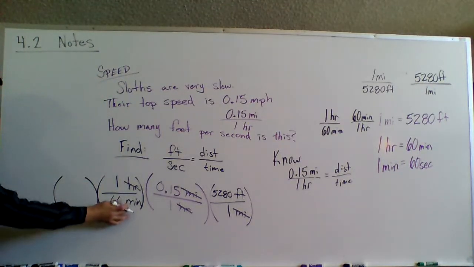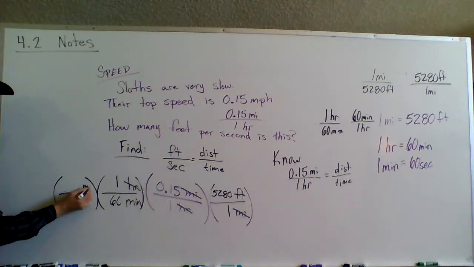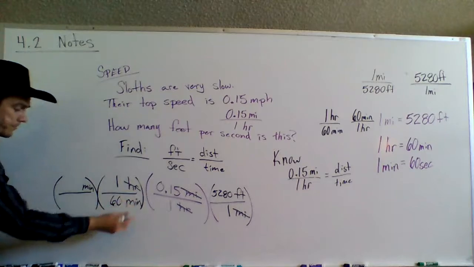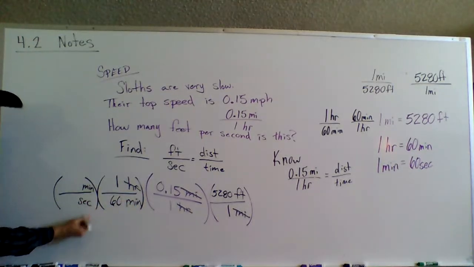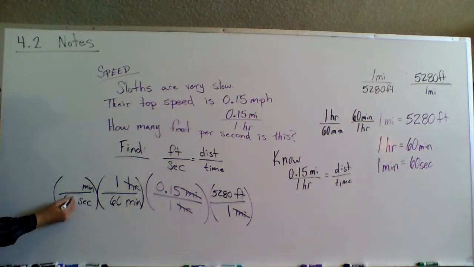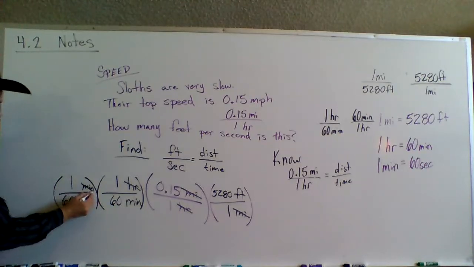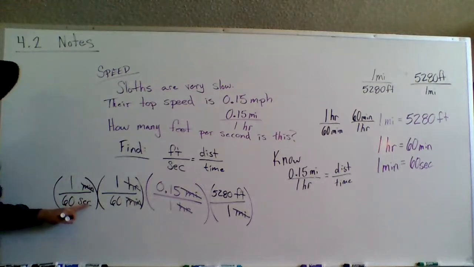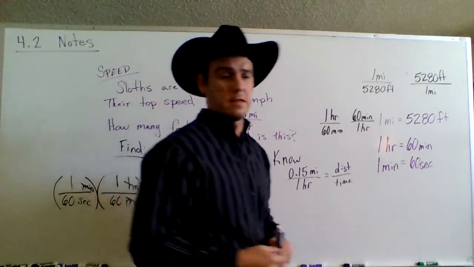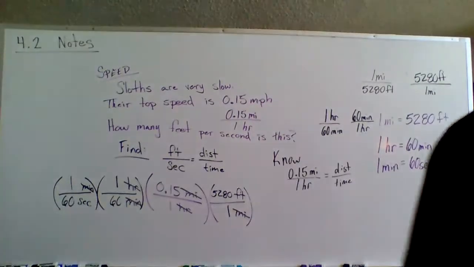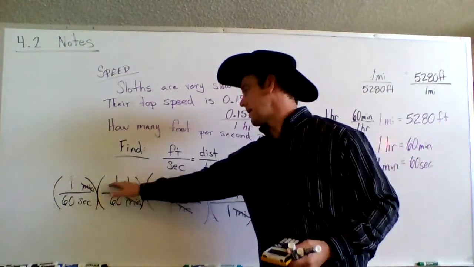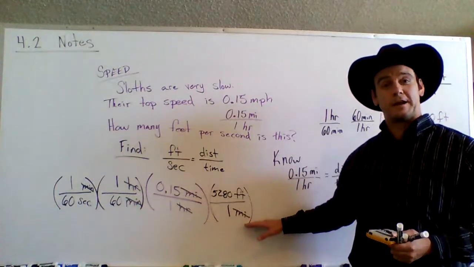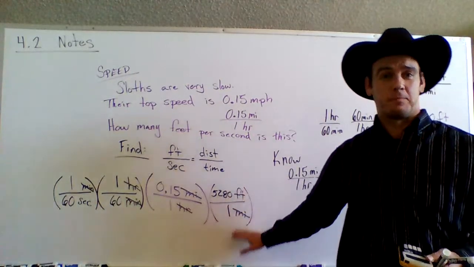Okay, so we know stuff about minutes. I want it to cancel, so I'm going to put it up on top so it cancels with the denominator. Seconds would be on bottom. There are 60 seconds in 1 minute. Minutes cancel. My units are now going to be feet over seconds, so feet per second. At this point, really you can just multiply your entire top out, multiply your entire bottom out, and then just do top divided by bottom.